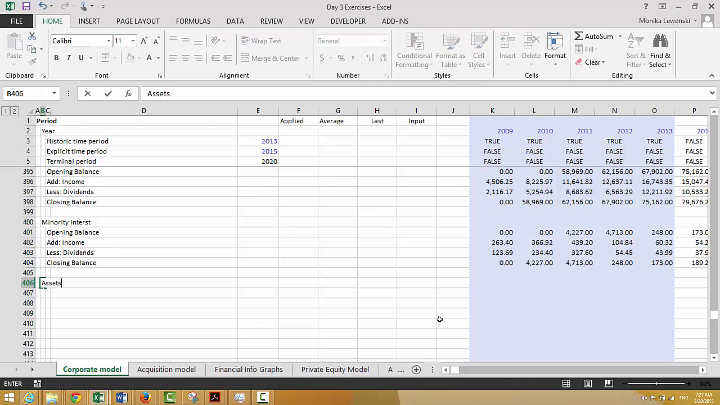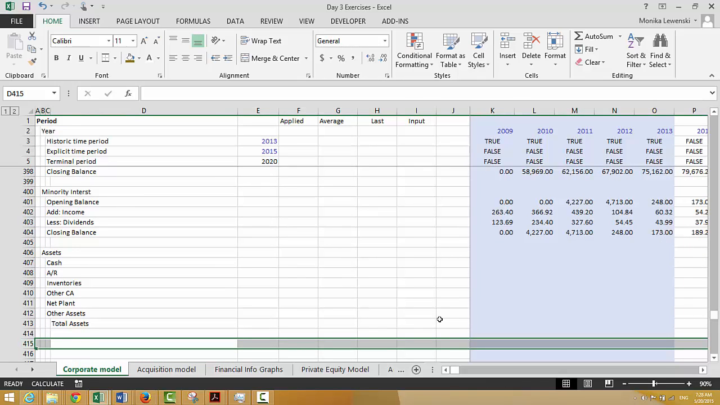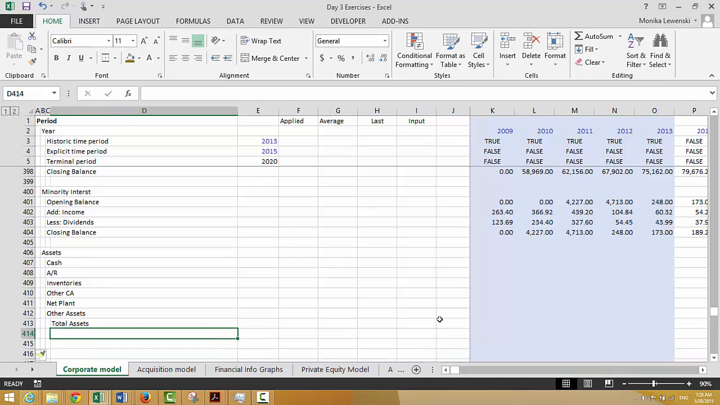And we can start with our cash assets. Yeah, let's put it in a standard kind of an accounts receivable, inventories, other current assets, and then why don't we put net plant, and then we can put other assets, and then down here we can put total assets. And what we want to do is check that, Shift Control plus a bunch of times. We want to make sure, and then we can have historic assets.